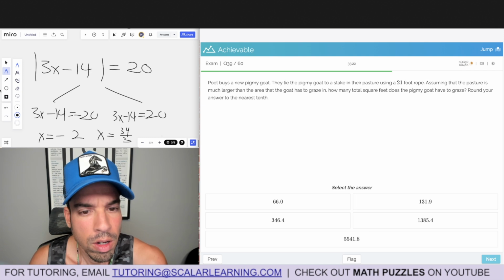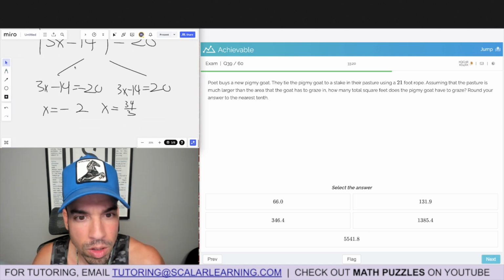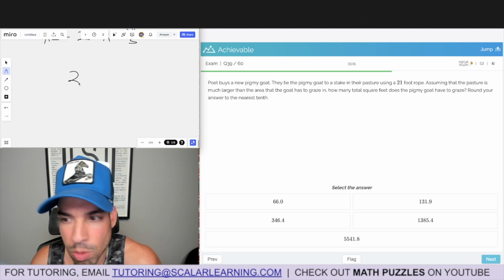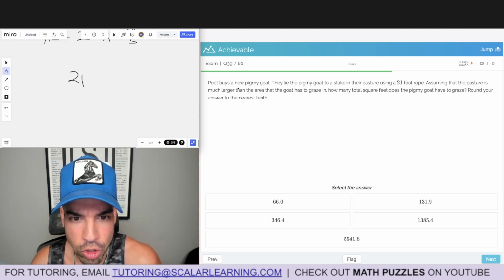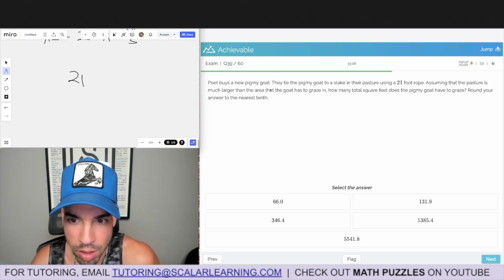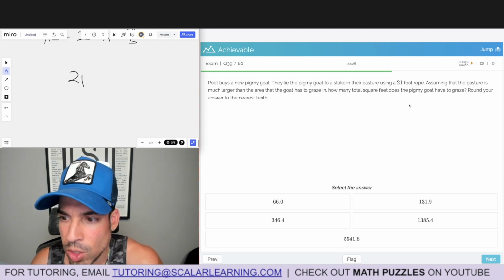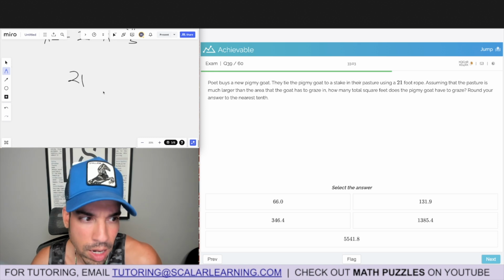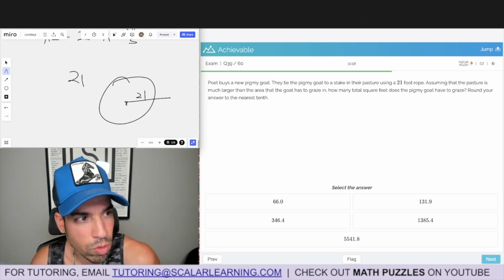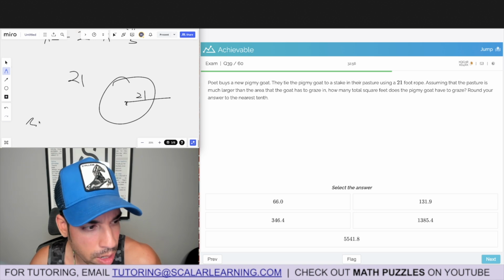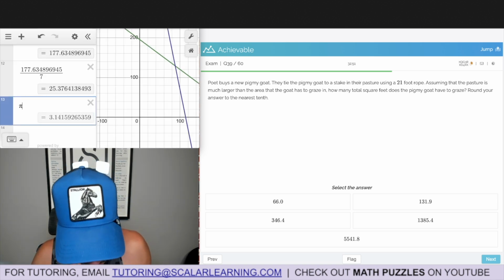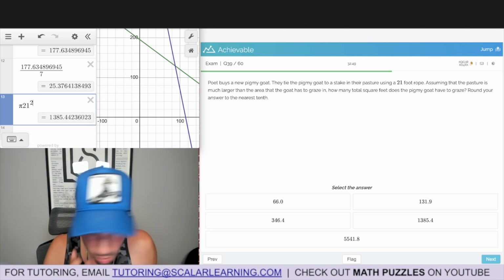Okay. A farmer buys, hold on, a new pygmy goat. The tie on the pygmy goat is a 20-foot rope, 21-foot rope. Okay. Using 21. Assuming that the pasture is much larger than the area the goat has to graze in, how many total square feet does the goat have? Yeah, it's a radius. So what they're saying is it's a radius of 21. So the area to graze would be pi r squared, or pi times 21 squared, which is this.